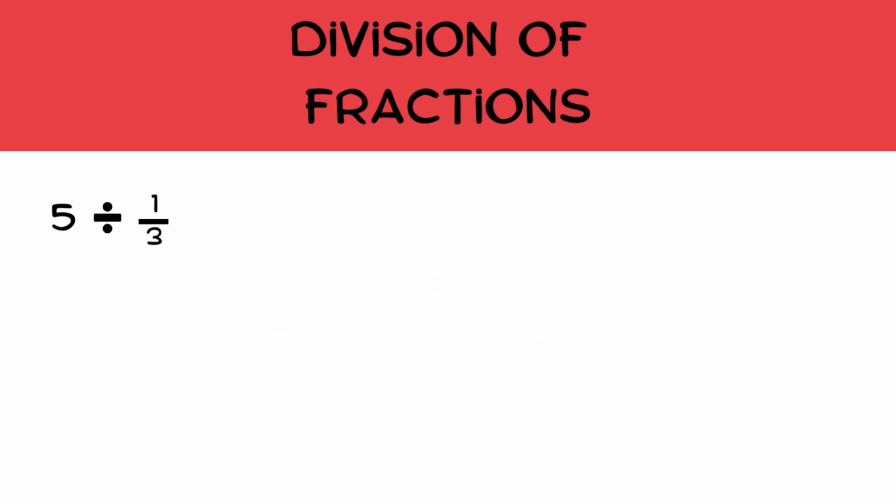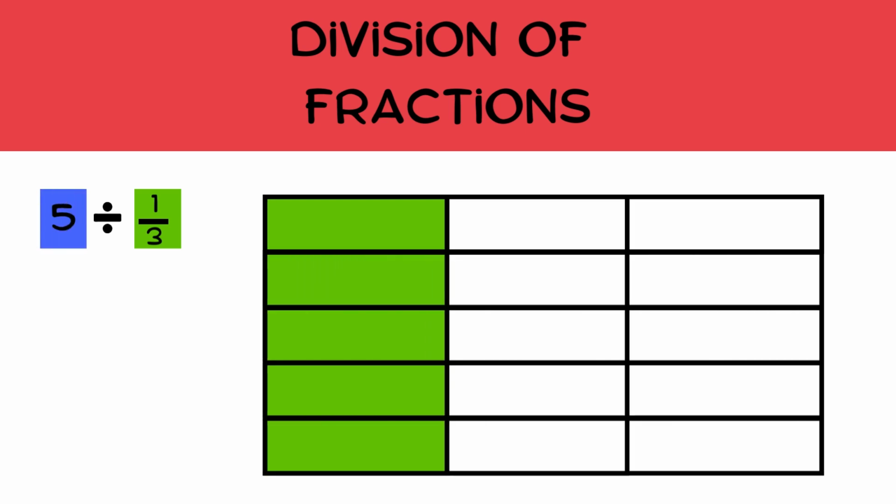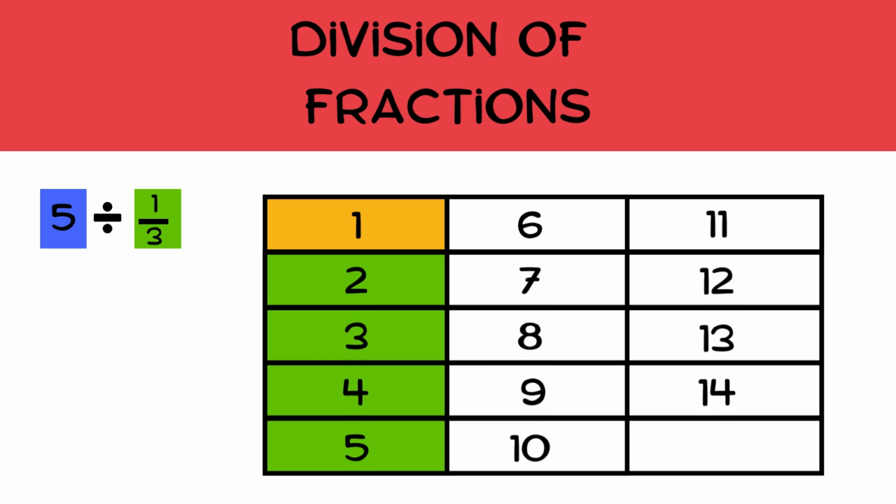Once again, we need to take a column and find a third of it, which would look like this. If we wanted to find how many thirds there are in 5, we would simply make 5 of these thirds. Now, since a third was just one box, we just need to count the number of total boxes, and now we can find that there are 15 boxes, and 15 is our final answer.